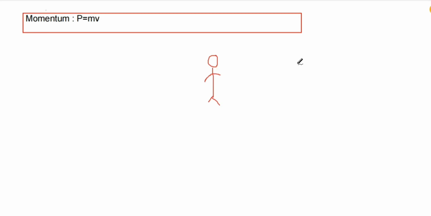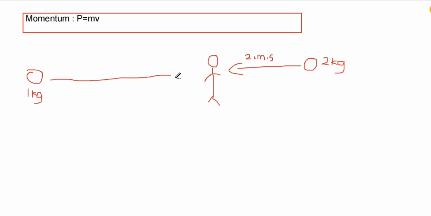Okay, and now there is an object of mass, let's say 2 kilograms. This object is traveling in the air towards this person at a speed of 2 meters per second. Now there's also another object on this side. Let's say this one is 1 kilogram, and it's also traveling towards this person at a speed of 2 meters per second.